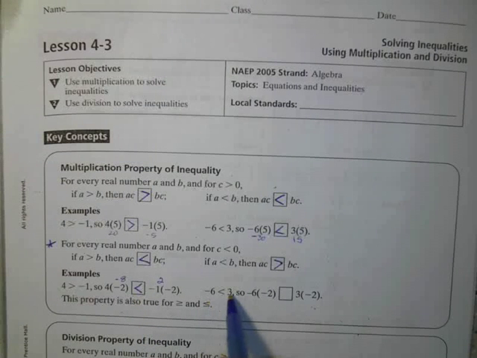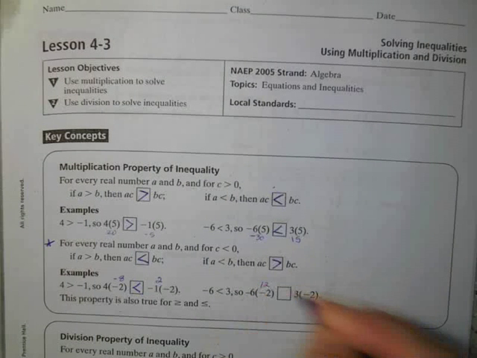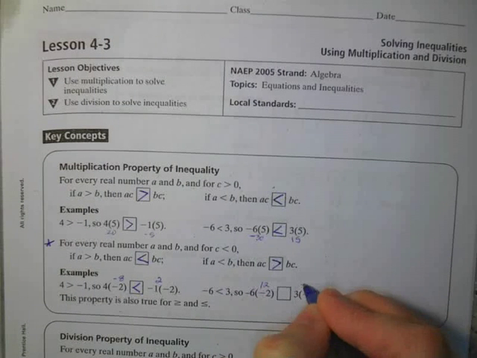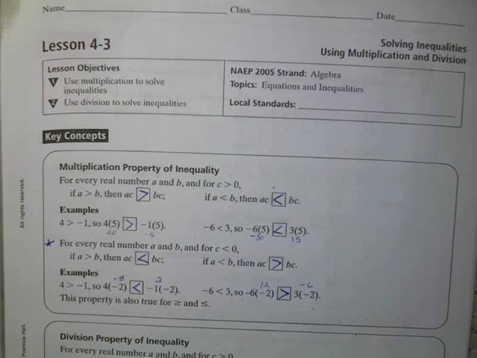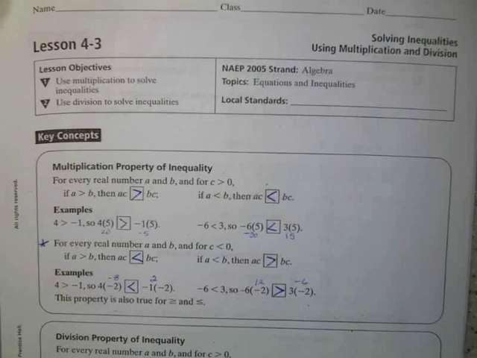Similarly, -6 is less than 3. -6 times -2 is 12. 3 times -2 is -6. So this is reversed. My inequality is reversed to greater than. Okay, this property is also true for greater than or equal to, and less than or equal to as well. Just keep that in mind.